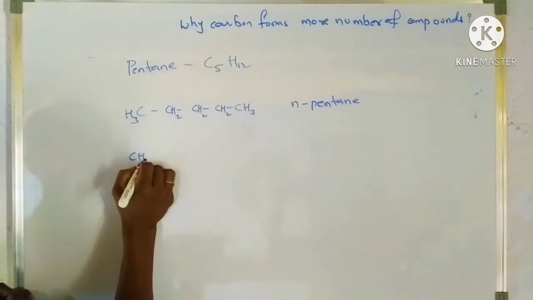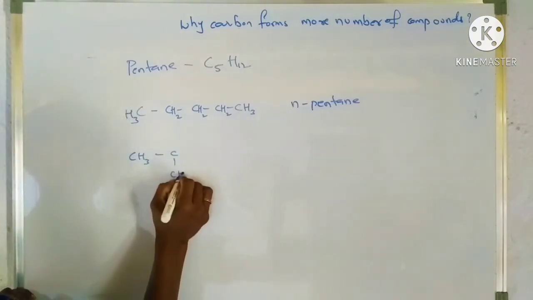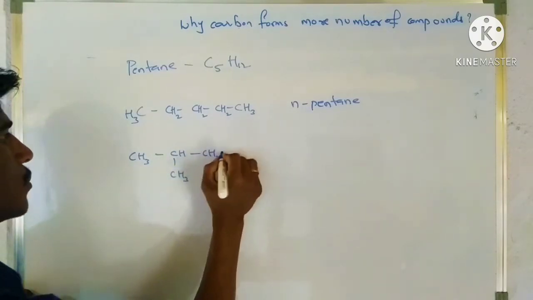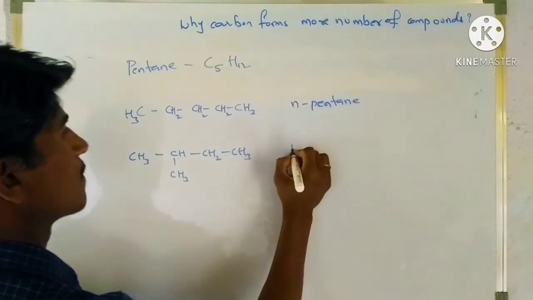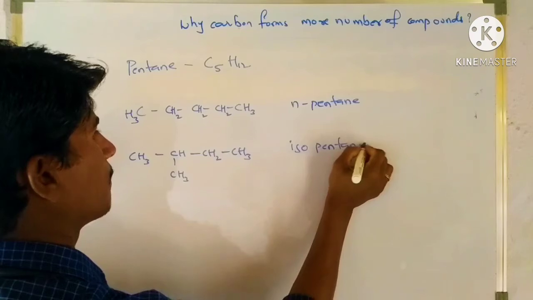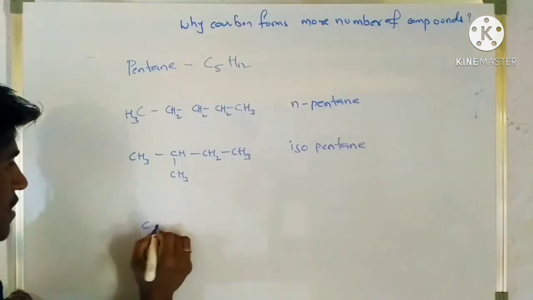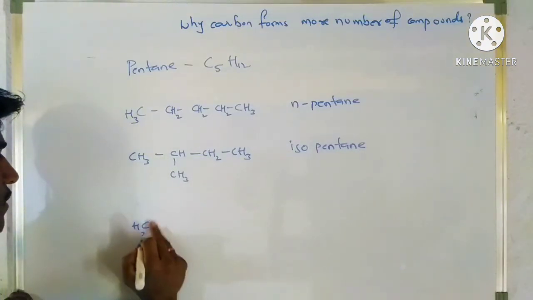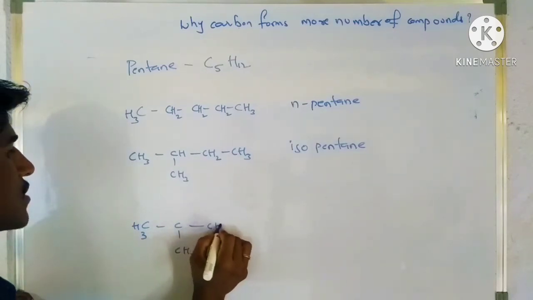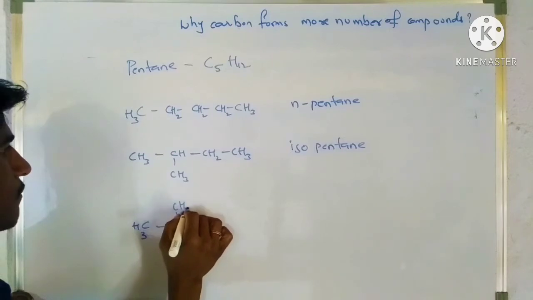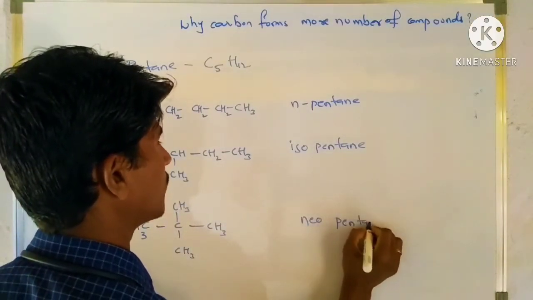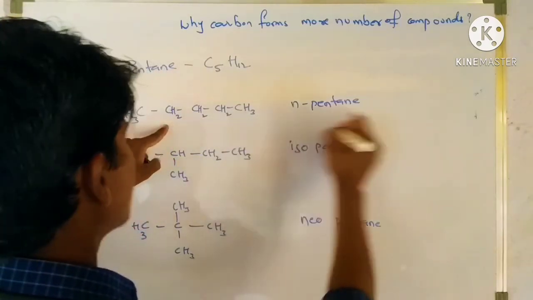Now another possibility is also there, that is CH3, CH3, CH2, CH3. This is called isopentane. Now another possibility is also there: CH3, CH3, CH3, CH3. Now this is called neopentane.